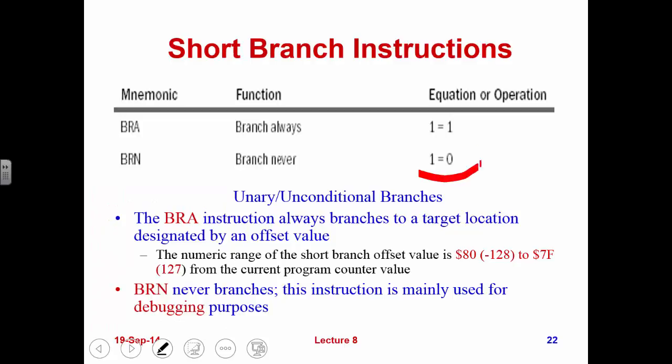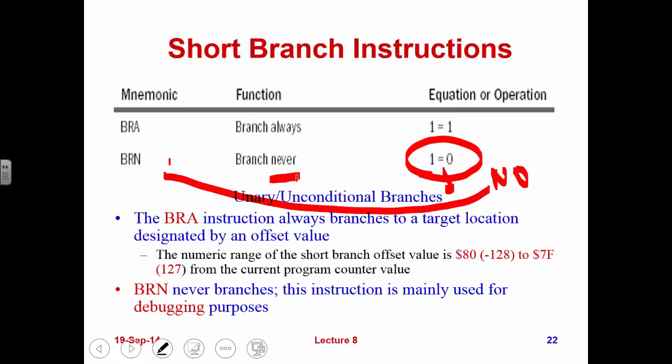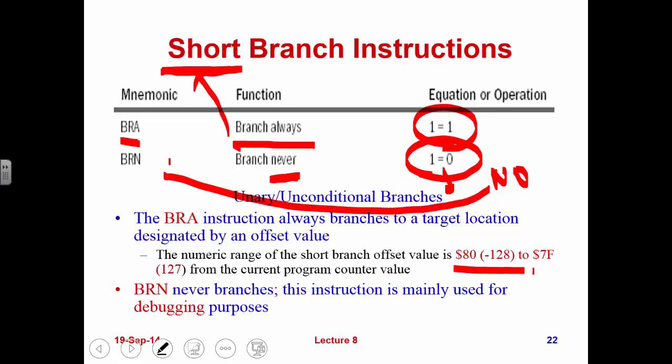This is what we see: the condition is never met. One is never equal to 0, so it's always no, never branch. The first one, branch always, in most cases has a condition that is always true. But make sure those are short branches. So when we branch, we can only branch to a location within this range away from you. This is only the offset value. We need to add this value, whatever the value given. This is the only range.